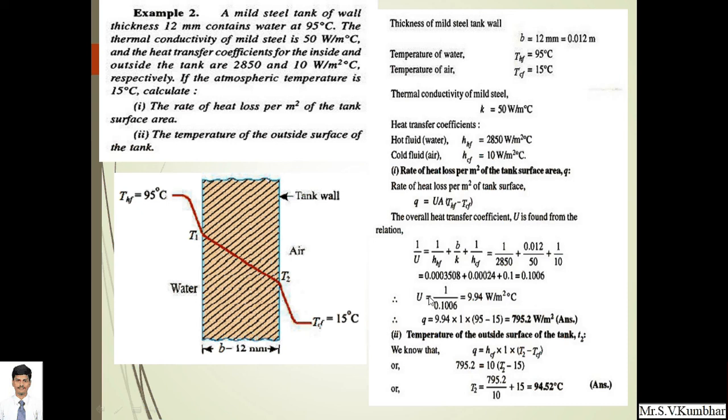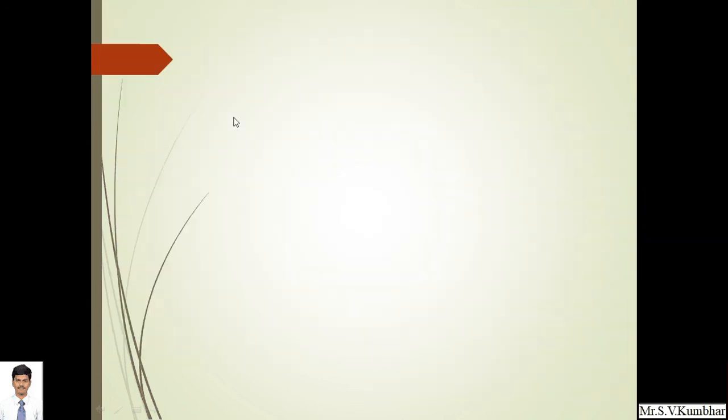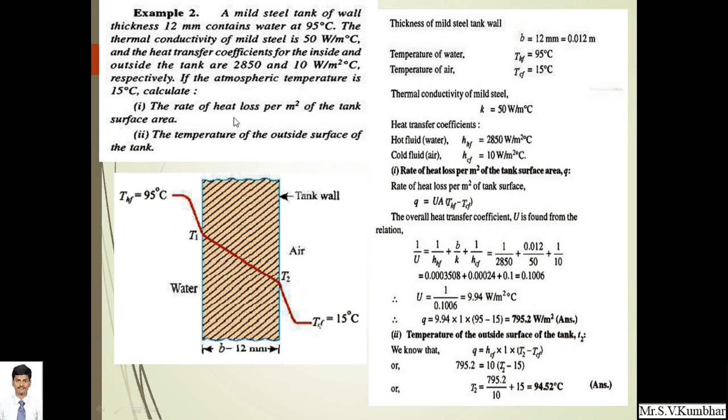We will get the value of U as 9.94 watt per meter square degree centigrade. Substitute the value of U in this equation, we will get Q is equal to 9.94 into area. Area is not given, but heat loss per meter square area is given. So A is equal to 1 into 95, that is THF minus TCF. So the heat transfer per unit area is 795 watt per meter square.